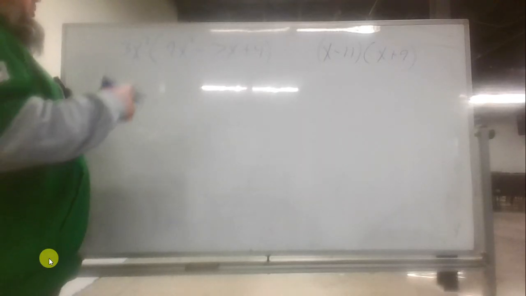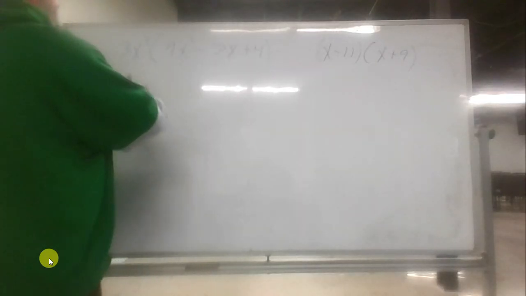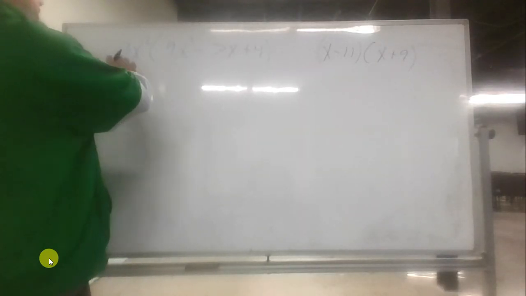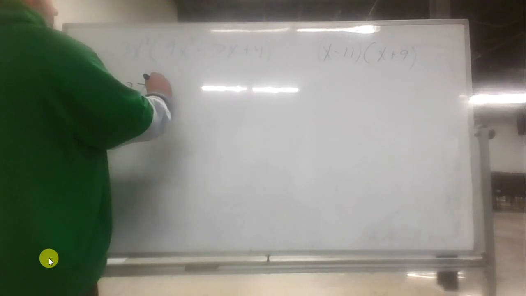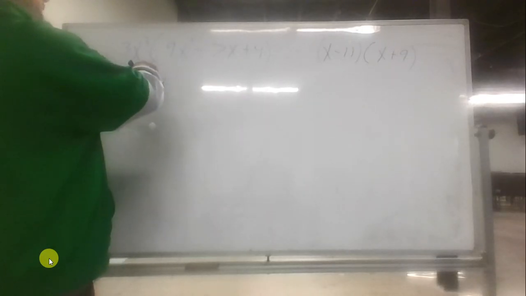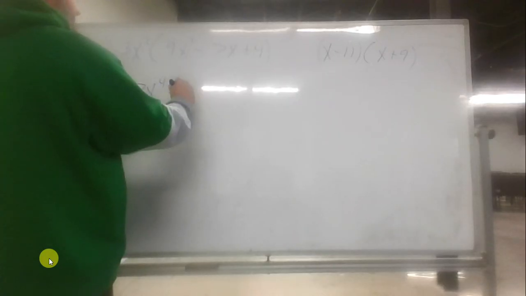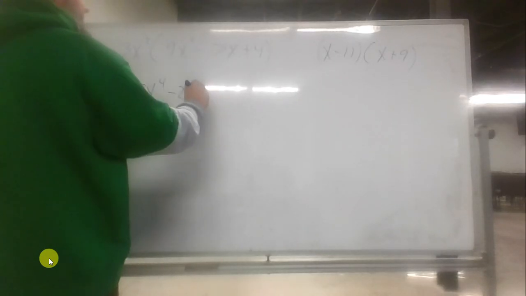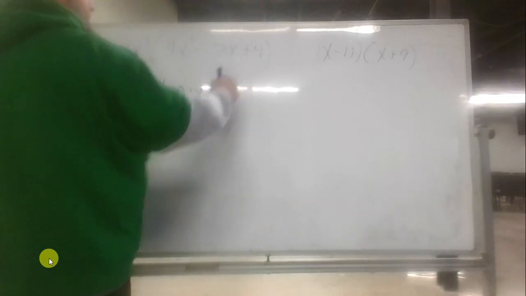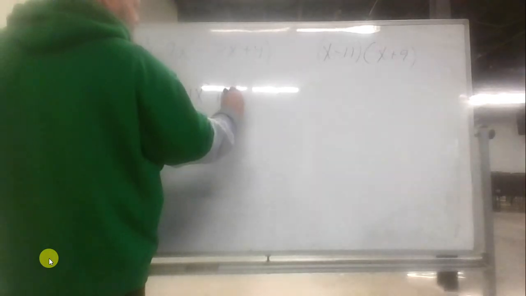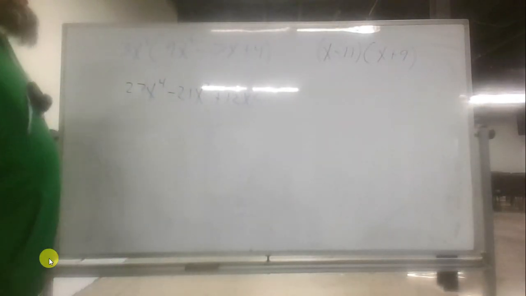When you're doing a monomial times a polynomial, just multiply the monomial by each piece of this. So 3x squared times 9x squared. 3 times 9 is 27. X squared times x squared is x to the fourth. 3x squared times negative 7x, don't forget your negative. 3 times negative 7 is negative 21. X squared times x is x cubed. Now the last one, 3x squared times 4. 3 times 4 is 12, and then your x squared. That's all you got to do, and now you're done.